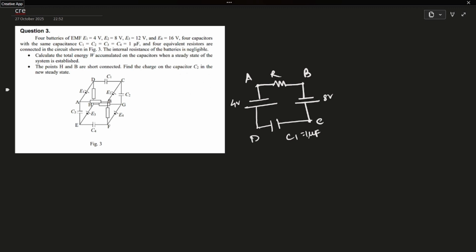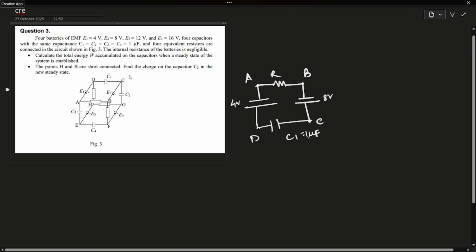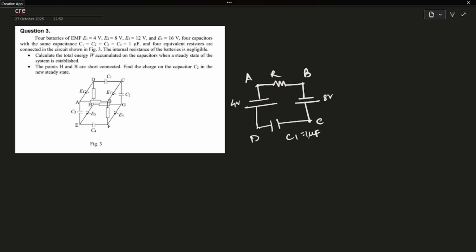Now what is connected to BC? Here is B, here is C. So BC is connected with G and F. So B and F is connected by a resistor R. This is F. F and G is connected by a battery E4. E4 is 16 volts. Then G. In between C and G there is a capacitor of C2, 1 mF.